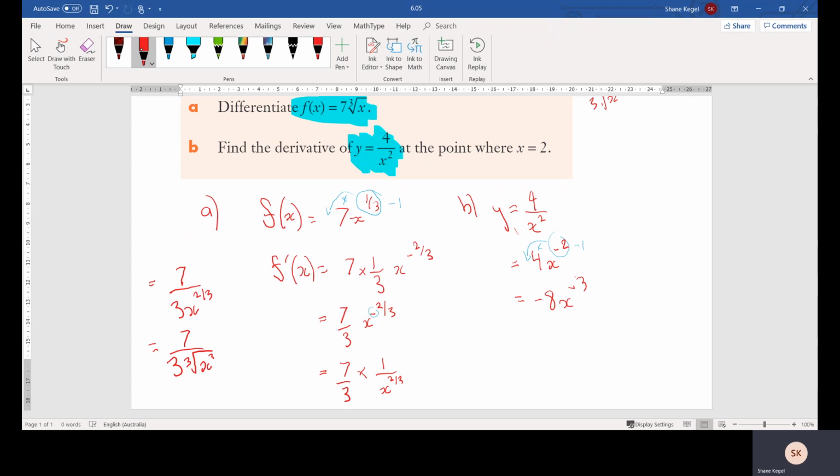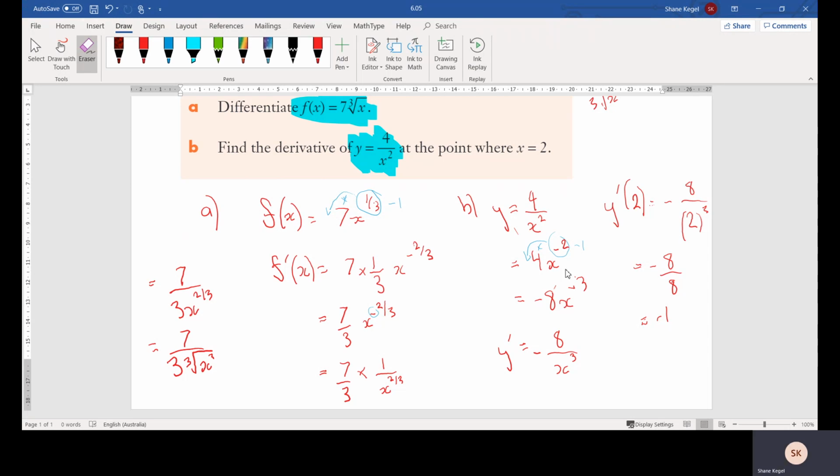Because I have a negative on my power, I can put it as 1 over. So this is negative 8 over, because we had 8 out the front, negative 8 over x cubed. This is my derivative function. Now I'll find my derivative function when x is 2. So I'm just going to put my 2 in where my x value is. So negative 8 over 2 cubed. Now 2 cubed, 2 times 2 is 4, times 2 is 8. So this is the same as negative 8 on 8, which just equals negative 1. That tells me that at the point where x is 2, the gradient of my function is negative 1.